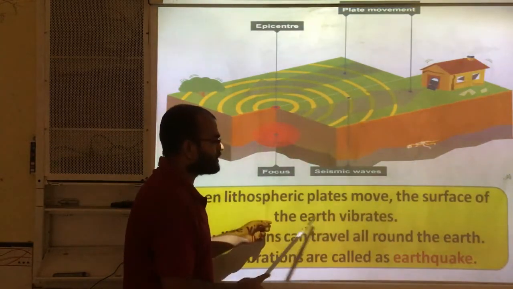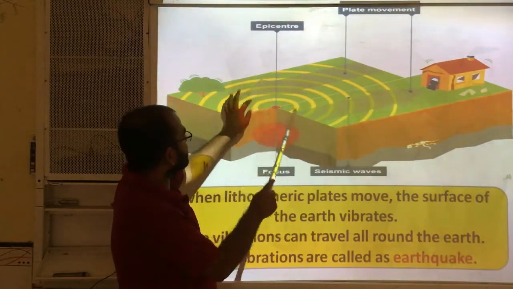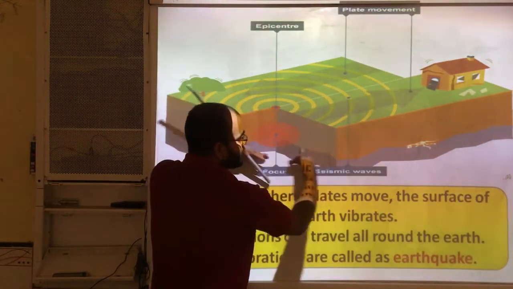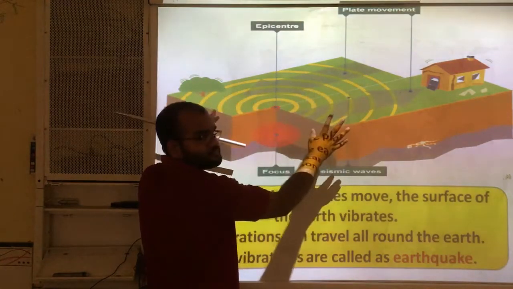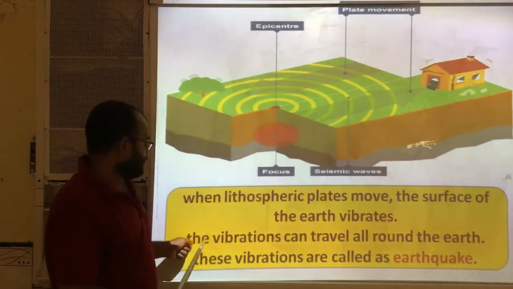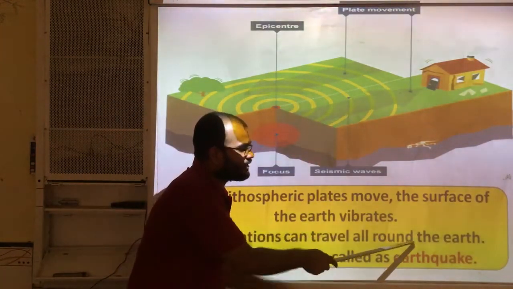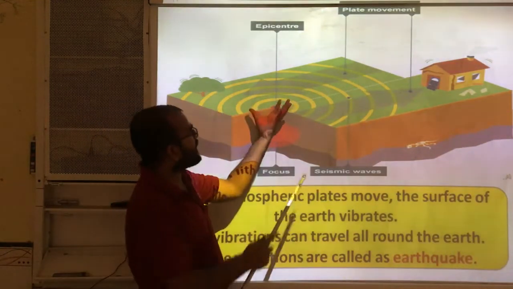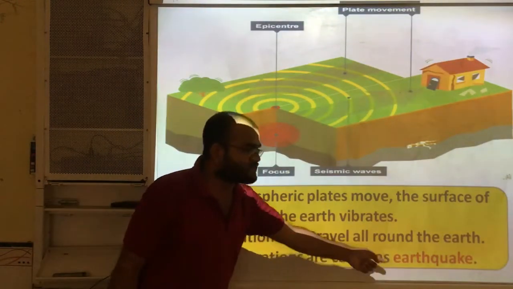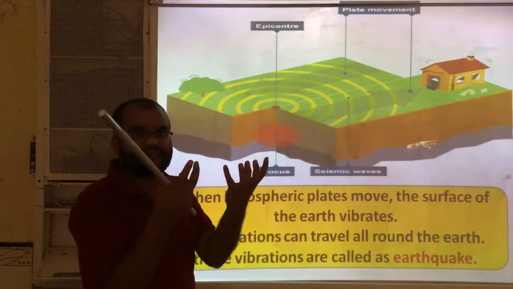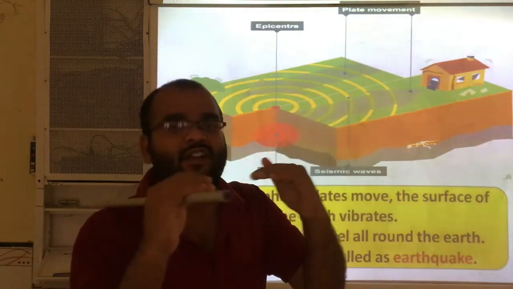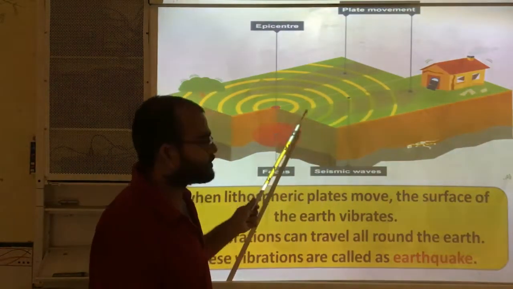then the surface of the earth vibrates. You can see some vibrations. Whenever the earth plates move, some vibration will come on the surface of the earth. The vibrations can travel all around the earth. And these vibrations are called earthquake. The vibrations which are formed on the earth crust because of the movement of plates are called earthquake.